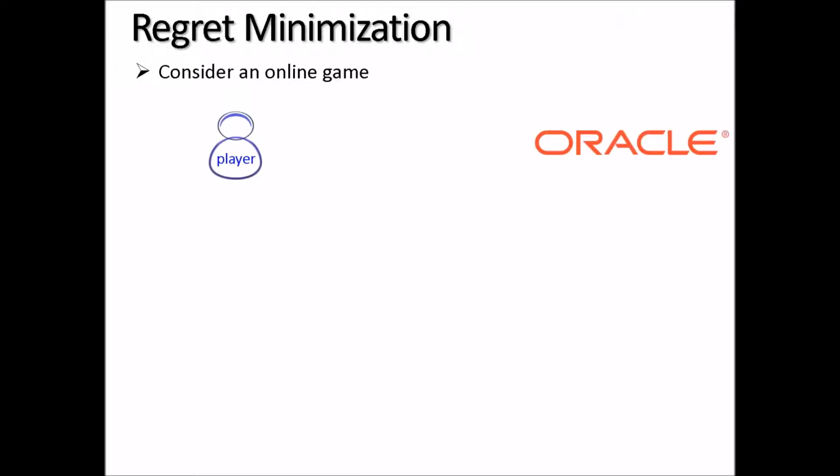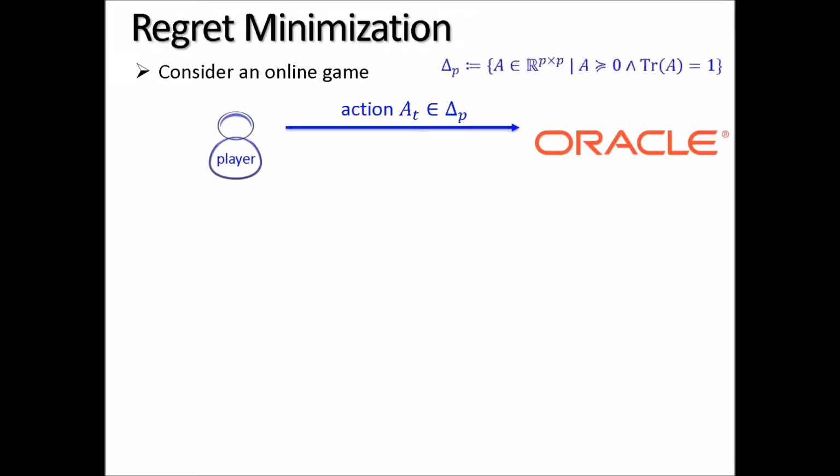Now, regret minimization. So consider the following online game. Let's forget about experiment design for a sec. That is, we have a player and an oracle. The player in each iteration chooses a strategy, A_t, from the space of p-dimensional density matrices, meaning p by p matrices that are PSD, positive semi-definite, and also have trace equal to 1. For those of you who care about quantum, this is like a quantum density matrix, a quantum mixed state. So that's the action the player chooses in each iteration.